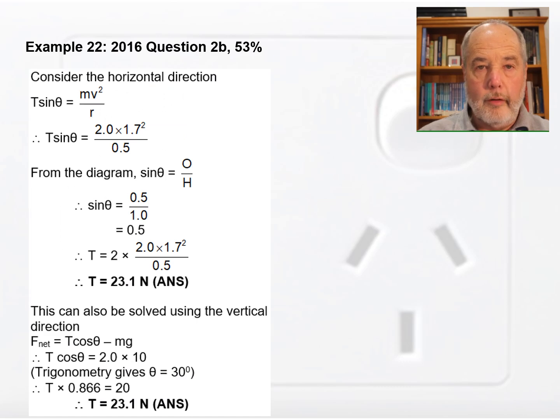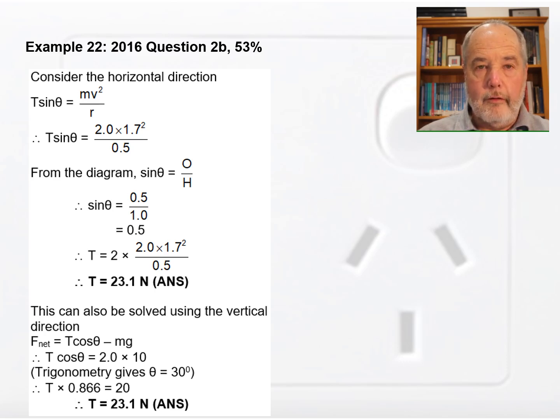The simplest way to solve these is to consider it as a horizontal problem or a vertical problem. If we consider this as a horizontal problem, then the net force acting on it is T sine theta in the horizontal, and that should equal mv squared over r. We know all of those variables except for T. Substituting in gives me T is equal to 23.1.